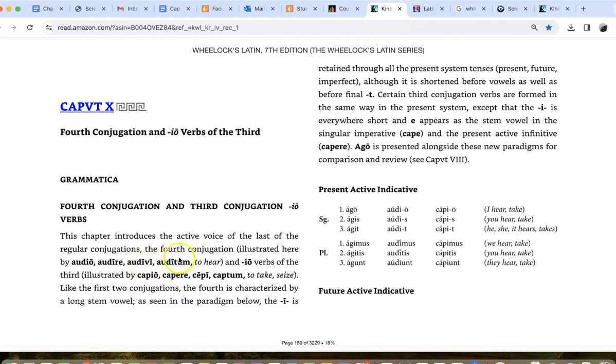And you can see some examples here, versus first conjugation, which is -are, second conjugation, which is -ēre with the macron or the accent mark. Third conjugation is -ere without the macron or the accent mark, and here we have fourth conjugation with -ire. We also have the so-called capio, facio, third conjugation -io verbs, which are also indicated here.